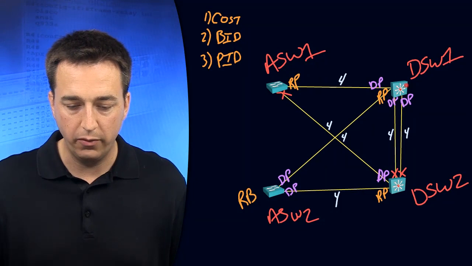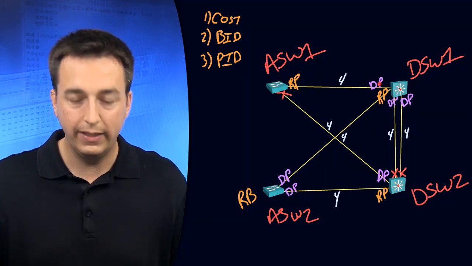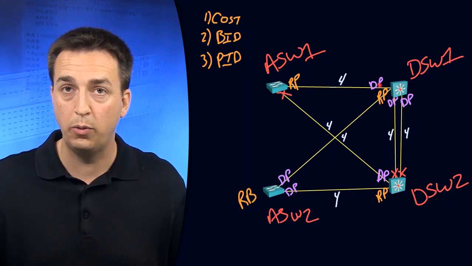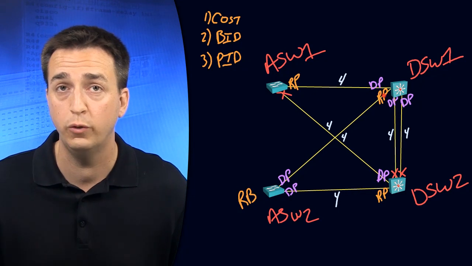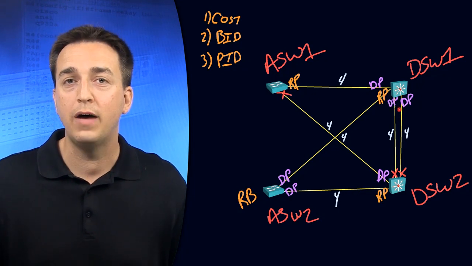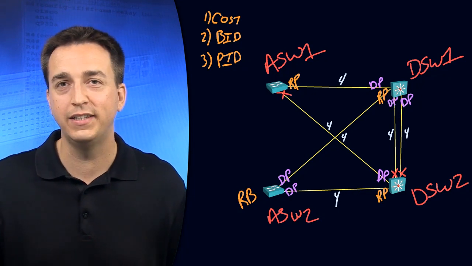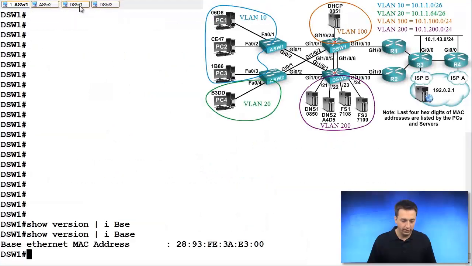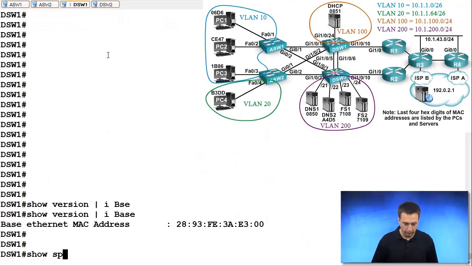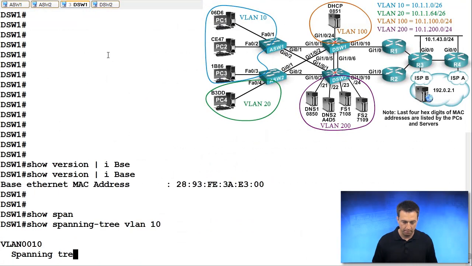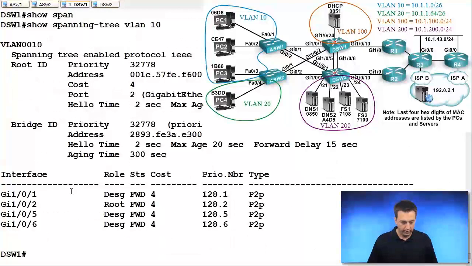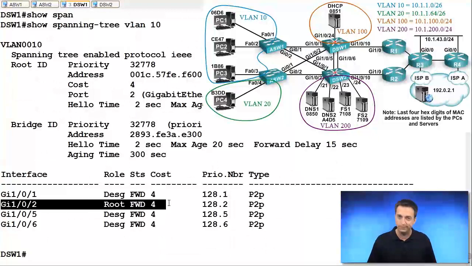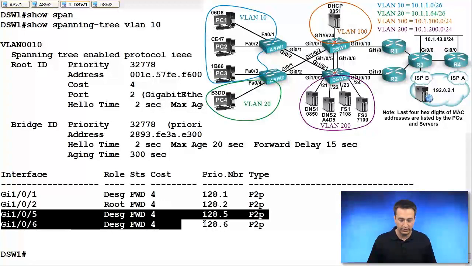Let's look at DSW1. We should have gigabit 101 as a designated port, gig 102 as a root port, gig 105 and 106 as designated ports. Let's check it out. DSW1, show spanning tree for VLAN 10. Gigabit 101 is designated, gig 102 is the root port, exactly as we said. And then gig 105 and 106 are designated ports as well. So we were correct there.